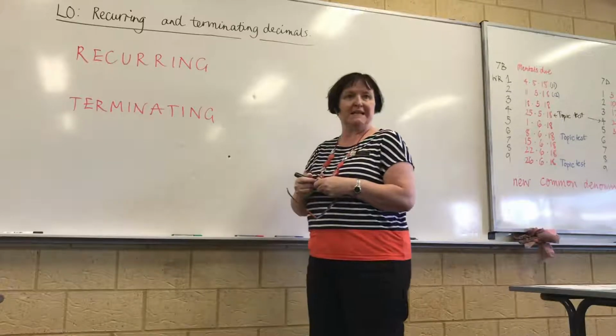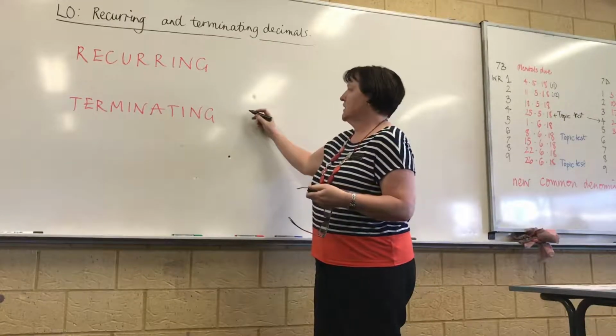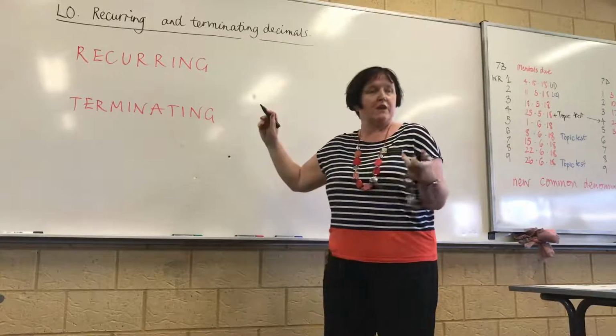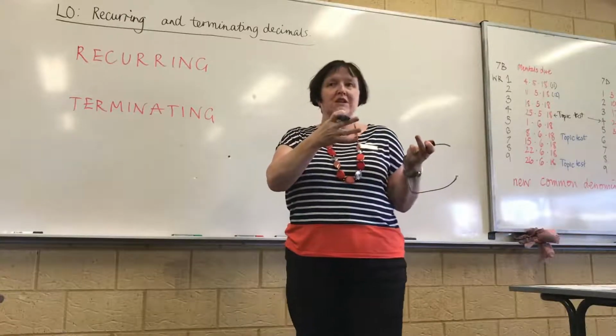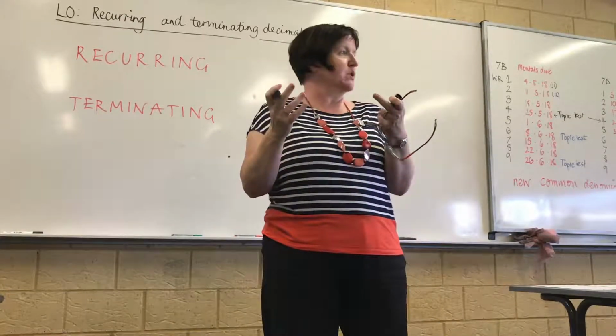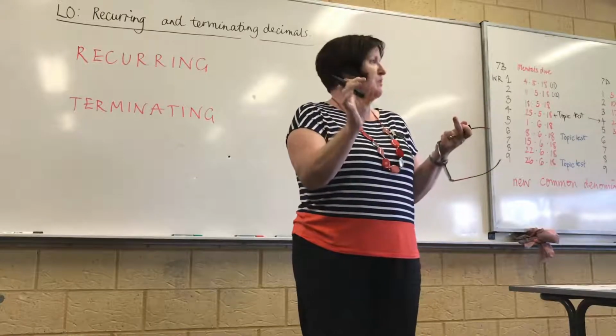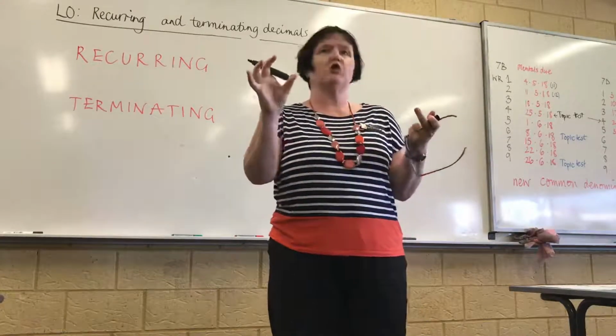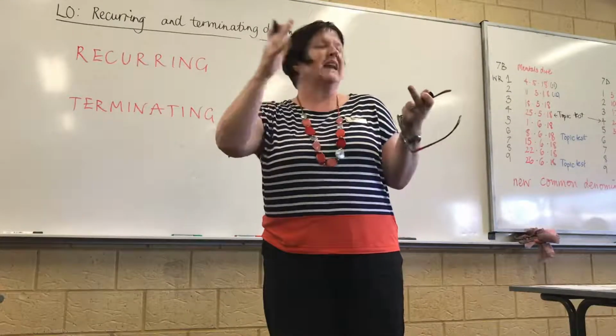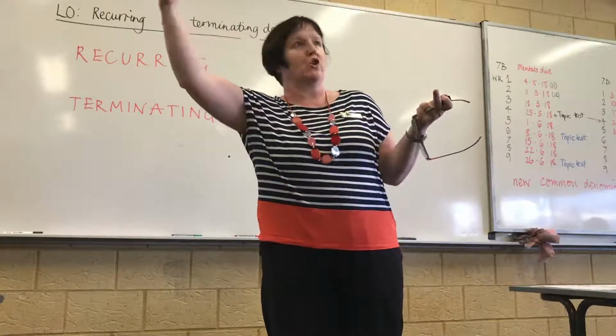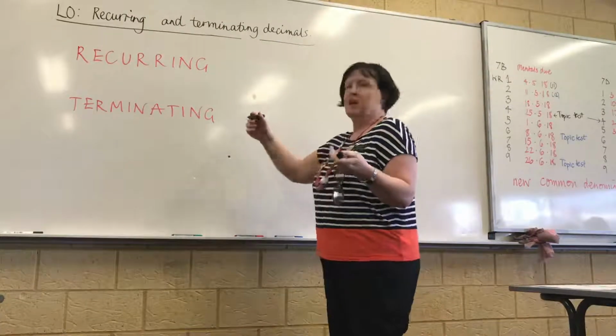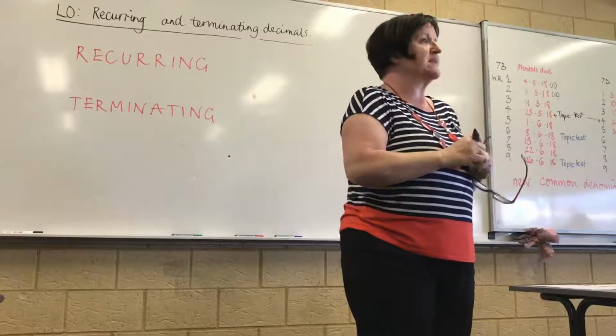So terminating decimals are decimals that, when you have a fraction and you convert it to a decimal, it's 2 decimal places, or 3 decimal places, or 4 decimal places. It can go on, but it doesn't go on and on and on. So, who can give me an example of a terminating decimal?